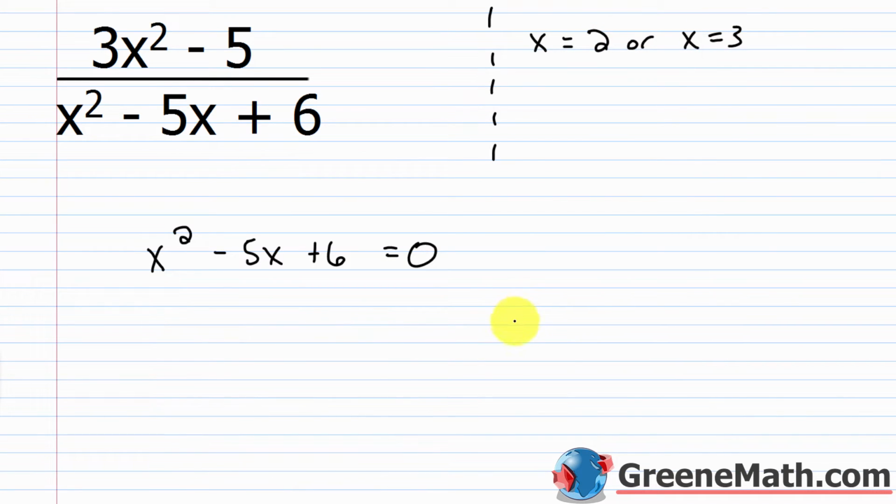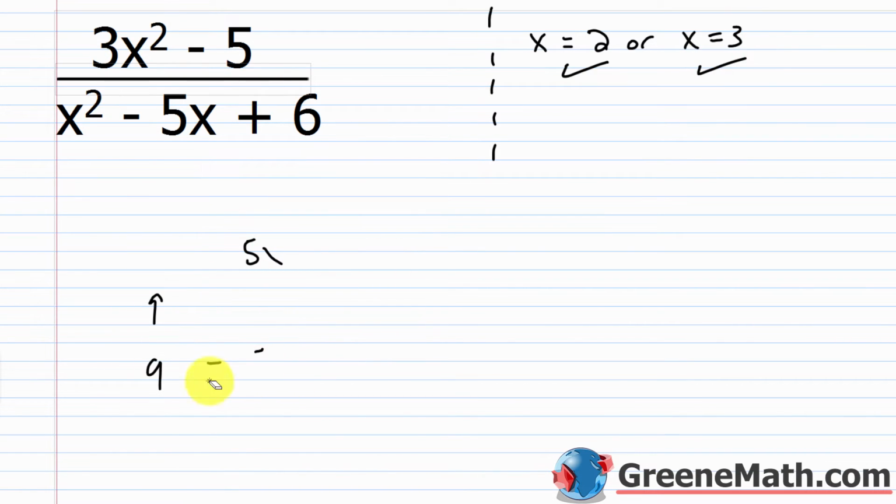You can check those real quick. Plug in a 2 here and here. You get 2 squared, that's 4, and then minus 5 times 2 is 10, plus 6. 4 plus 6 is 10, 10 minus 10 is 0. So that one checks out. And then I can put 3 squared here, that's 9. -5 times 3, that's -15. So 9 plus 6 is 15. 15 minus 15 is 0. That checks out as well.